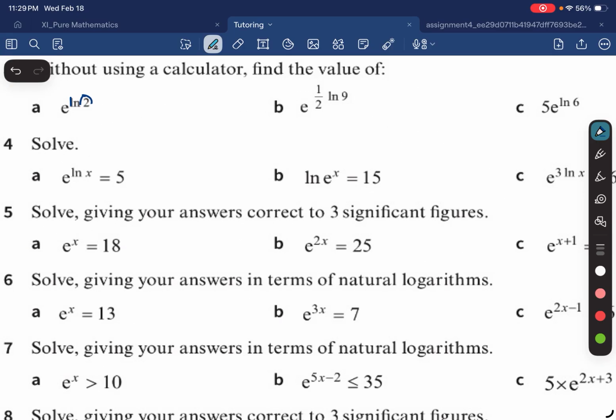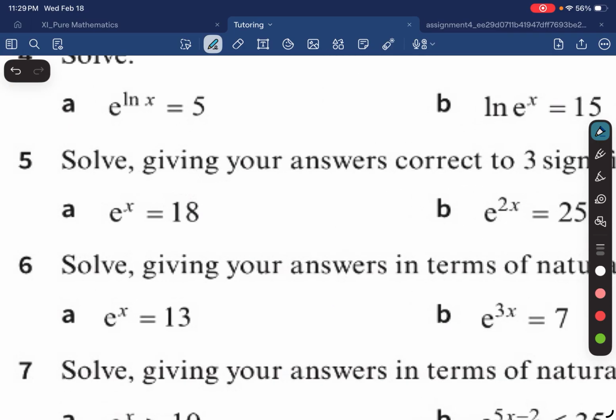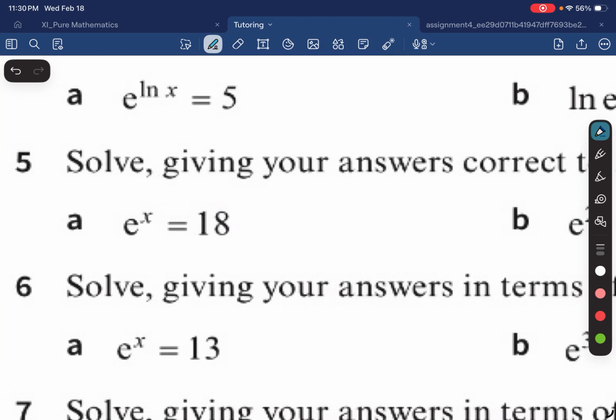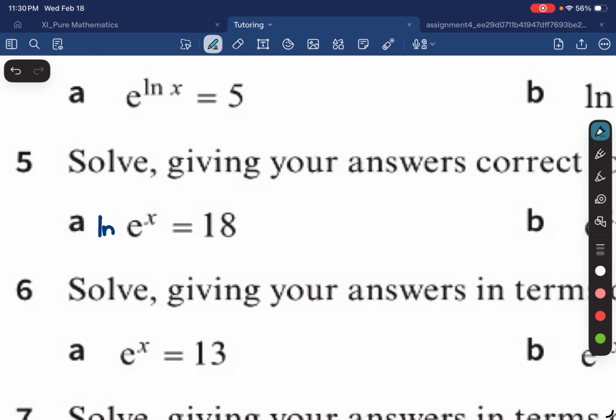Question 5 says solve, giving your answers correct to 3 significant figures. I will not do all of them. Basically, you just want to take the natural logarithm of both sides. When you take the natural logarithm, this just simplifies to x, and you get ln 18. And ln 18 to 3 significant figures is 2.89.